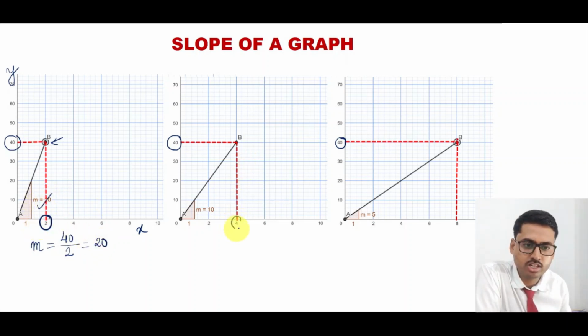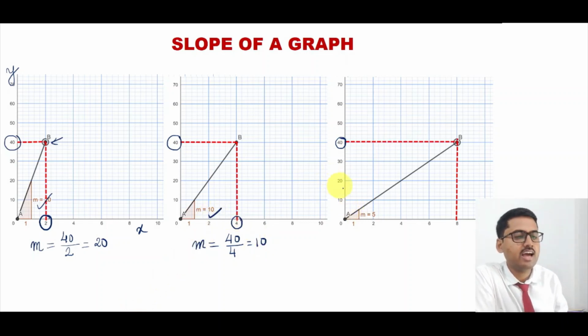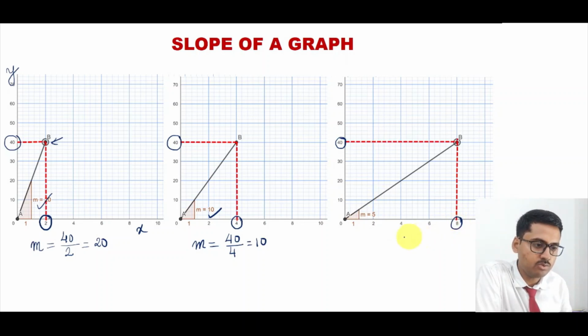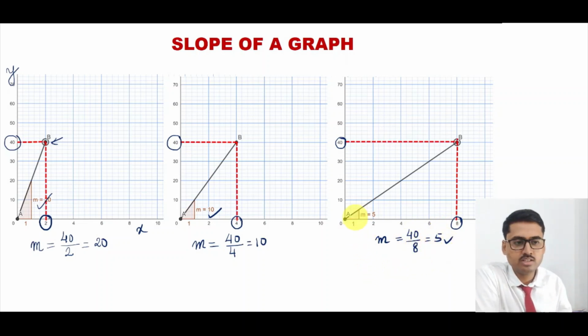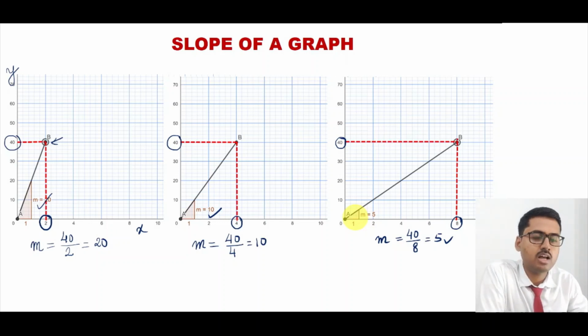Similarly, if I take the second graph, the slope m will be equal to the value on the y-axis, that is 40, divided by 4, and that is going to give us 10, which is the answer. And for the third graph, again if I take the value of y-axis as 40 and x-axis as 8, I am getting the slope as 5. So this is an easy way to find the slope, but I'll tell you this method is going to be wrong in other graphs. So this is not the right way of finding slope. I will give that answer in the next slide.